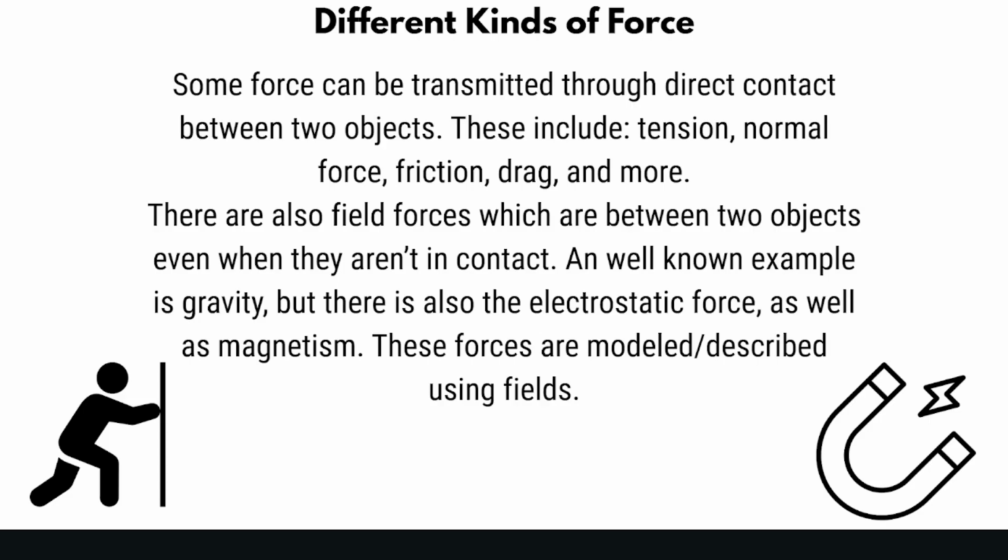So for different kinds of force, some force can be transmitted through direct contact between two objects. These include tension, normal force, friction, drag, and more, and these are the forces we're mainly going to focus on for this first unit. There are also field forces, which are between two objects even when they aren't in contact, and the well-known example of this is gravity. But there's also the electrostatic force, and there's also magnetism, which I'm sure you guys have seen before. And these forces are modeled and described using fields, which we will get to a few units from now.